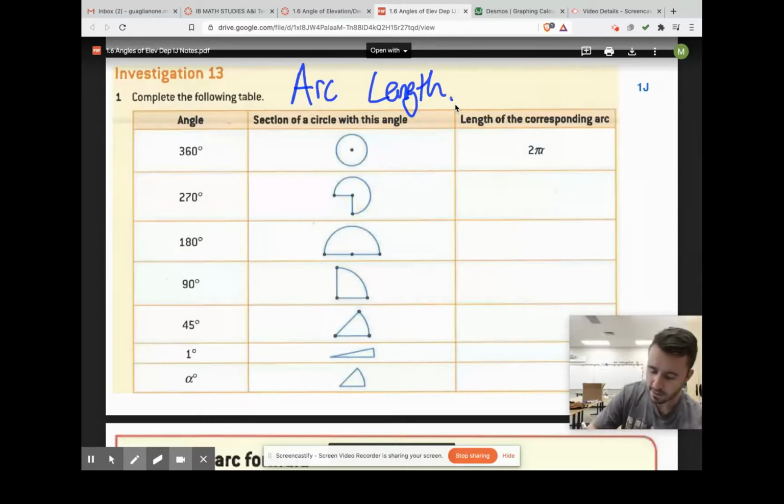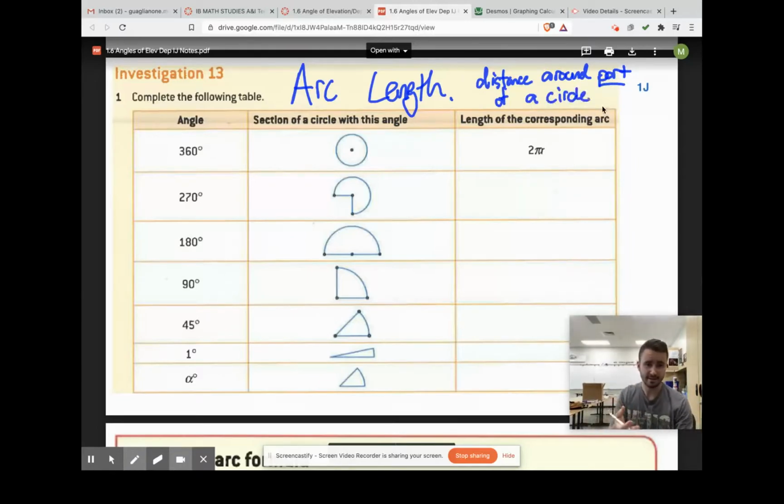Basically, an arc length is the distance around part of a circle. So you can kind of see from the pictures here, it's either all the way around, part of the way around, 3/4 of the way around, half the way around, those kind of things. But really an arc is just partially. So if you start here and you start walking around a circle, you've gone around the arc, and once you stop, you stop. So it may not be the full distance, it might be part of the distance.